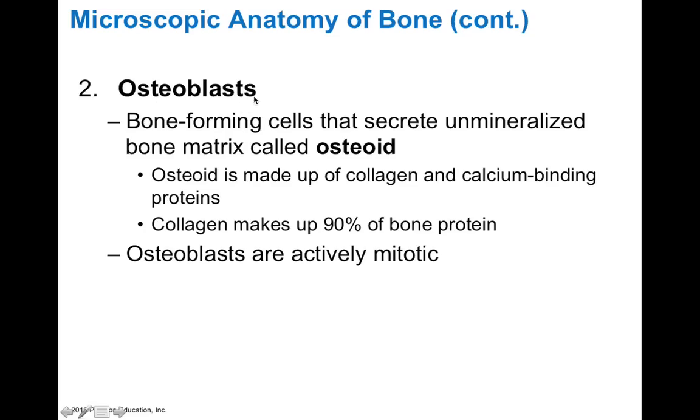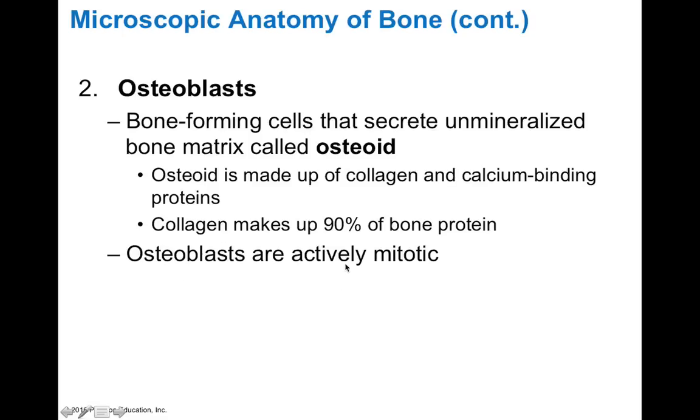Now, osteoblasts can come from the osteogenic cells, and the function of osteoblasts is to secrete a bone forming material called osteoid. Osteoid is made up of collagen and calcium binding proteins. And the collagen is actually what makes up 90% of bone protein. It's a very tough type of protein. And calcium binding proteins are necessary for sequestering or holding on to the calcium phosphate minerals that make bone hard.